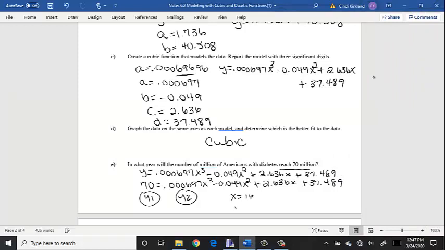So X is 16, but remember, X was the number of years after what? After 2015. So 2015 plus 16 is 2031. So in what year will the number of people with diabetes be expected to reach 70 million? In the year 2031.